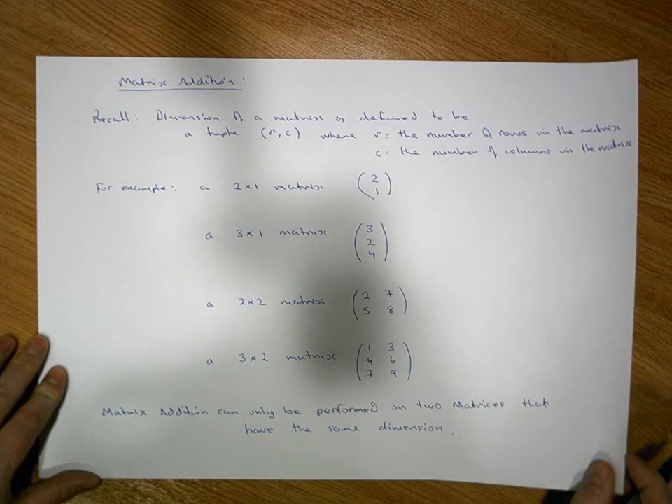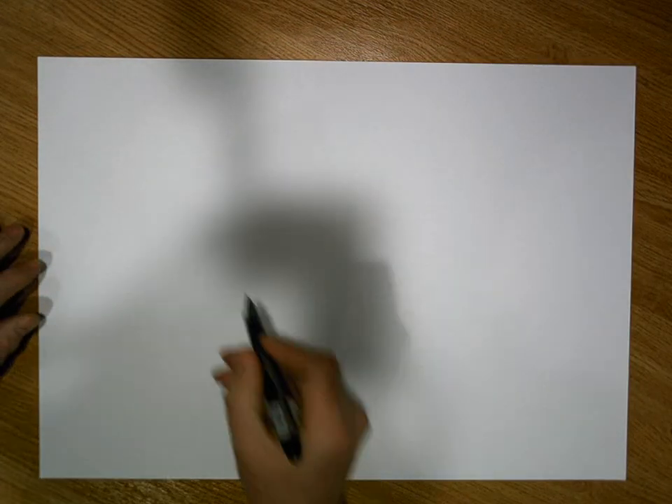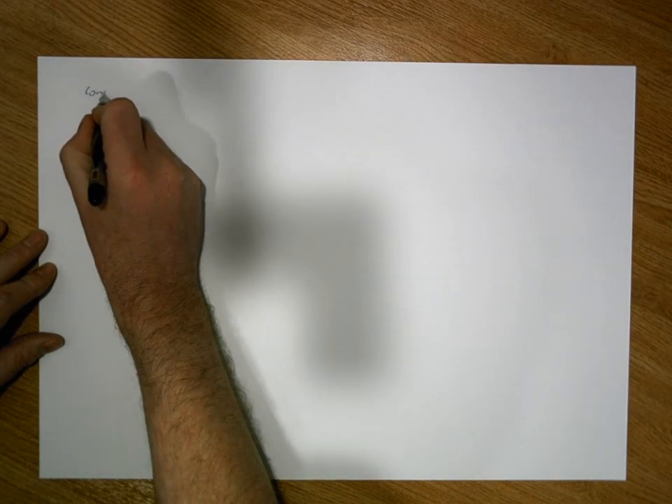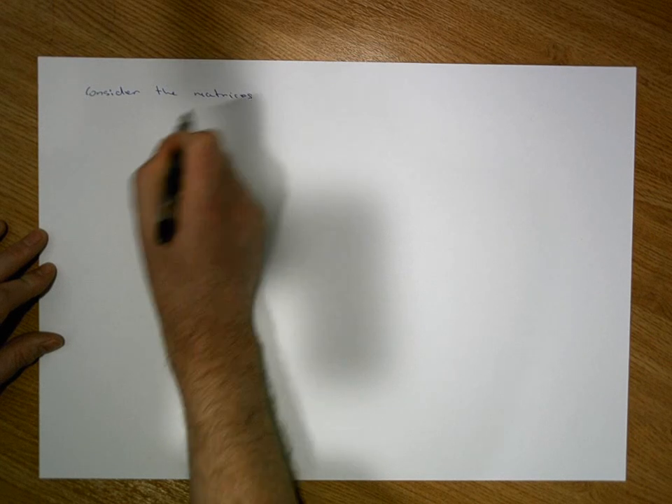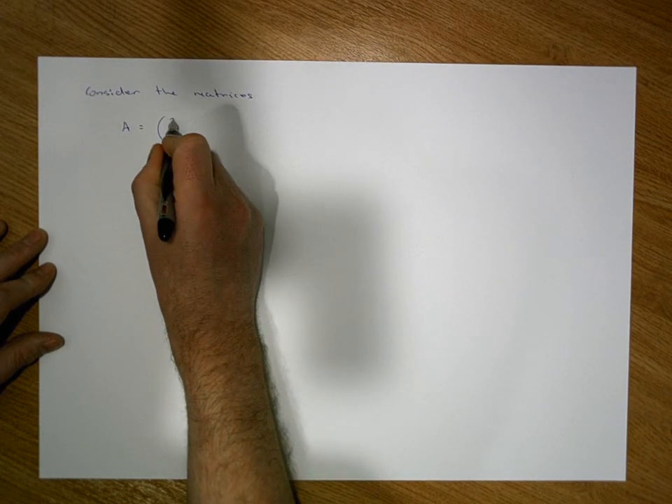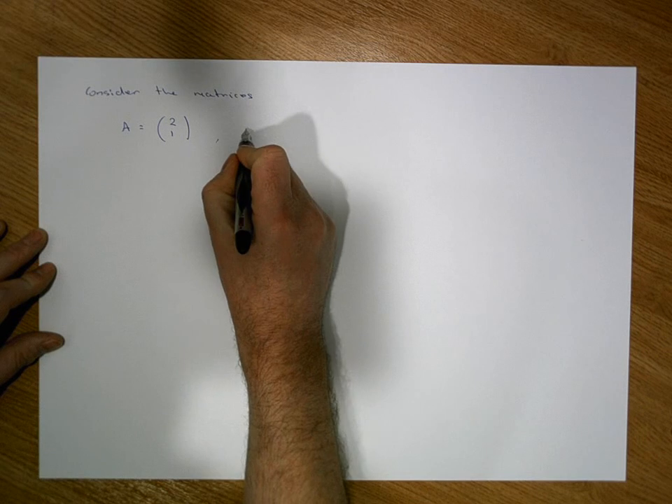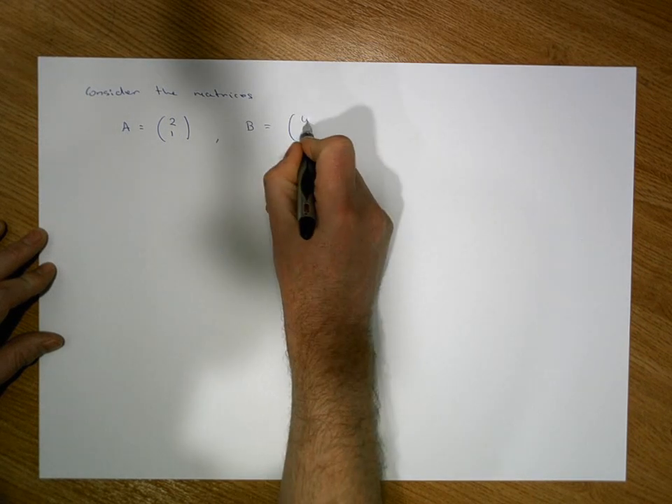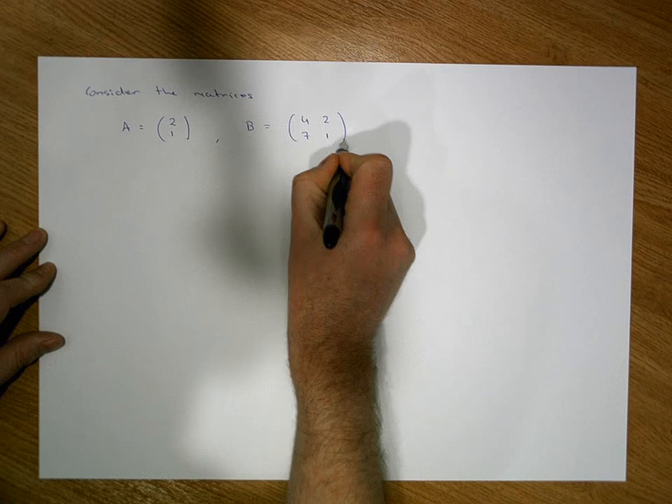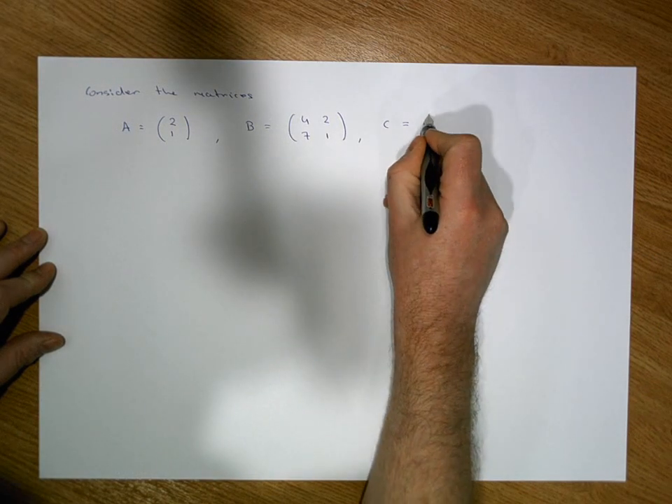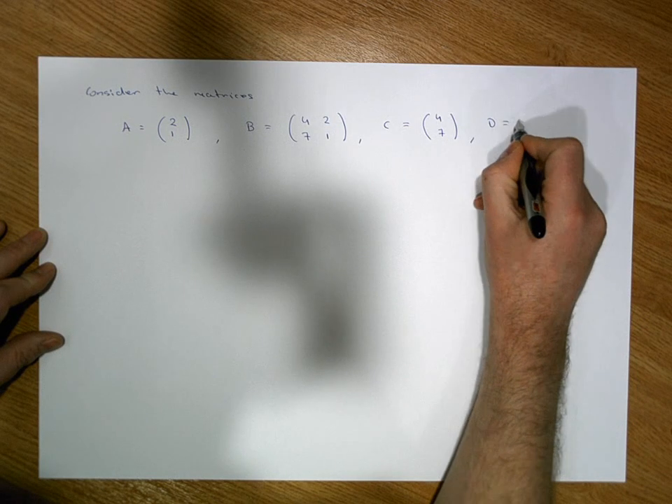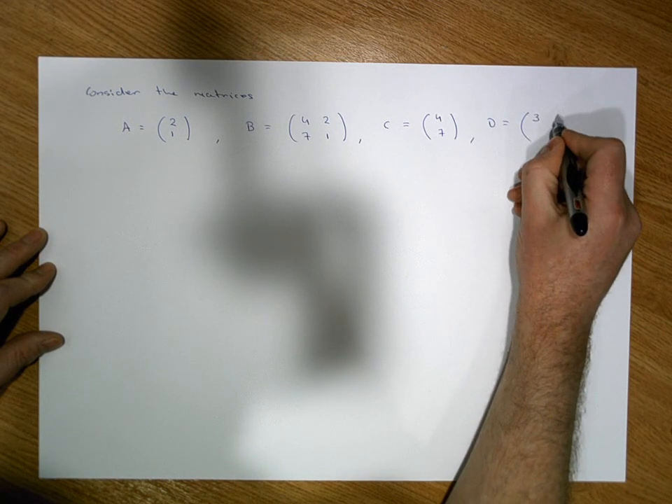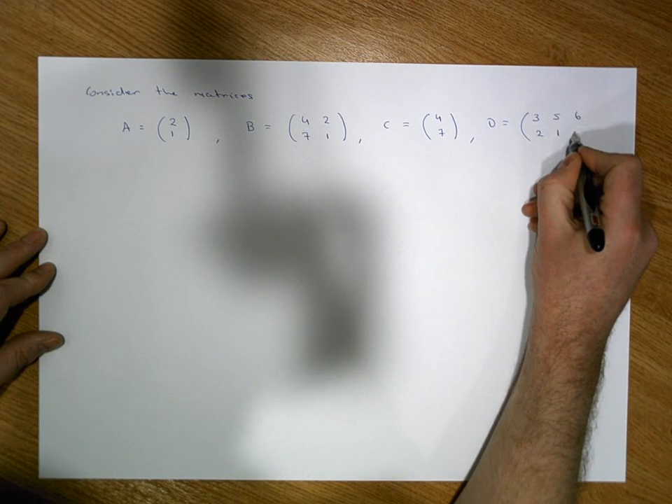So how do we add two matrices together? Let's look at an example. Let's consider the matrices. Let's say A is equal to 2, 1. Let's say B is equal to 4, 2, 7, 1. Let's say C is the matrix 4, 7. And let's say D is the matrix 3, 5, 6, 2, 1, and 4.